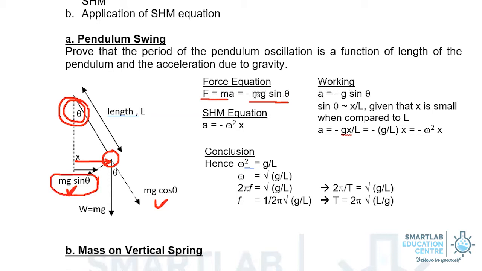From there, the m and m cancel away. We will get a equal to minus g sine theta. Sine theta can be approximated by x divided by L. Substituting that in, you will be able to establish a relationship that acceleration is equal to minus g divided by L multiplied by the displacement x. For an object that undergoes simple harmonic motion, a is equal to omega squared x, so we know that omega squared is equal to g over L. And we could derive the expression for the frequency as well as for the period of the oscillation.